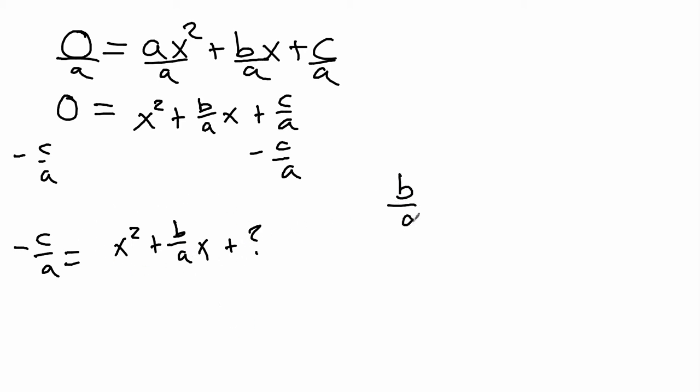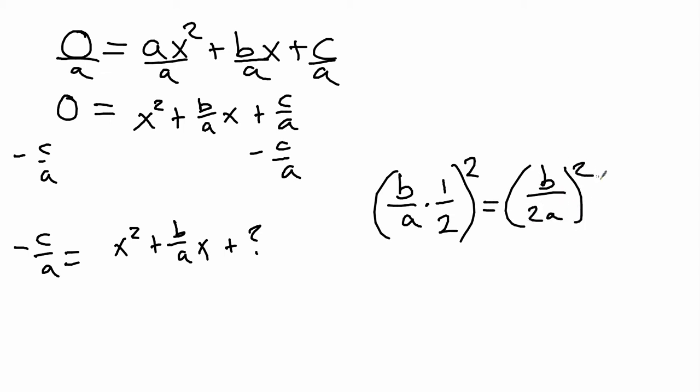You take the coefficient of this term, b over a, you divide it by 2 or multiply by 1/2, and then you square it. That tells you what you need here in order to complete the square. That's the same thing as b over 2a squared, which is equal to b squared over 4a squared. So that's what we want to add to the equation. Let's add that here, b squared over 4a squared.